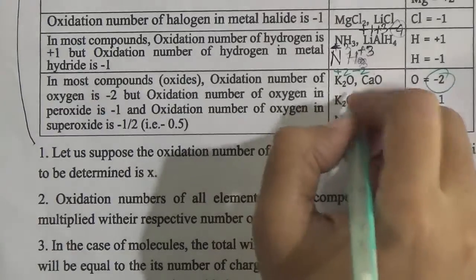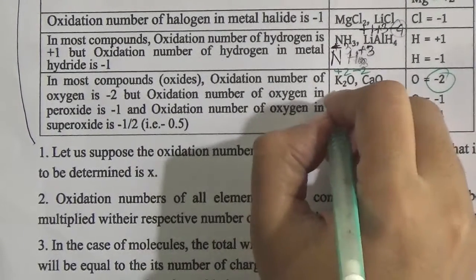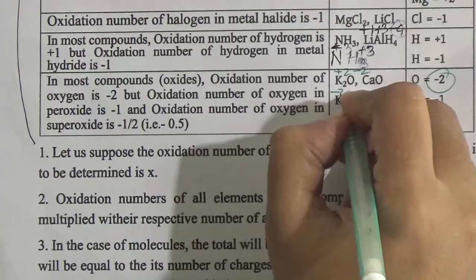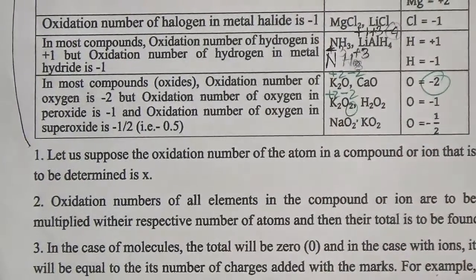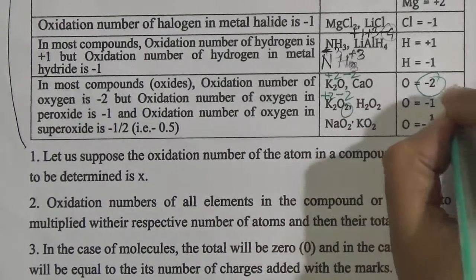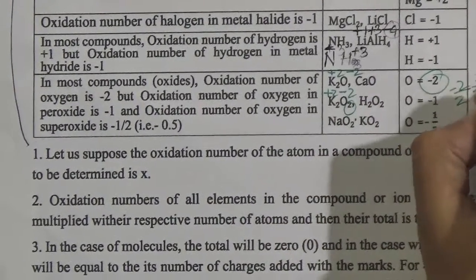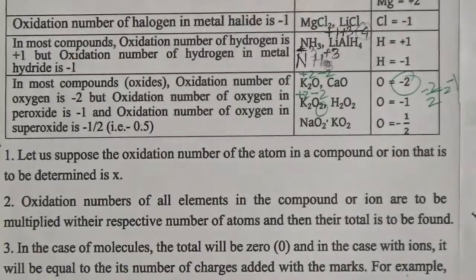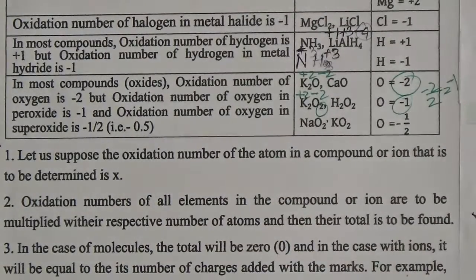Now come to the peroxide, potassium peroxide. Here -2, +2, -2, but there are 2 oxygen atoms, so if we divide -2 by 2, we will get -1. So in peroxide the oxidation number of oxygen is -1.